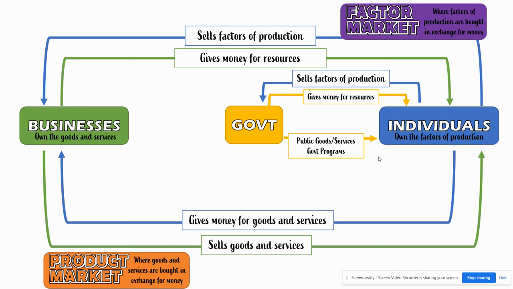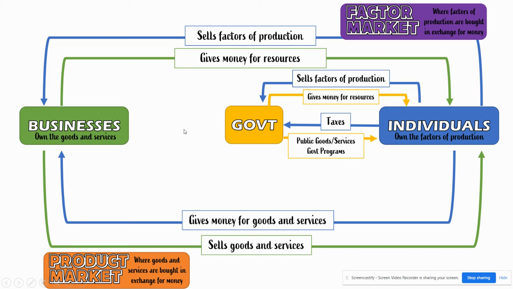Now, in exchange, right? We don't pay directly for those things. We pay taxes, and that tax money is what goes to buy the resources that they use to produce those public goods and those government programs. Okay, so those are the exchanges that are taking place between the government and individuals.